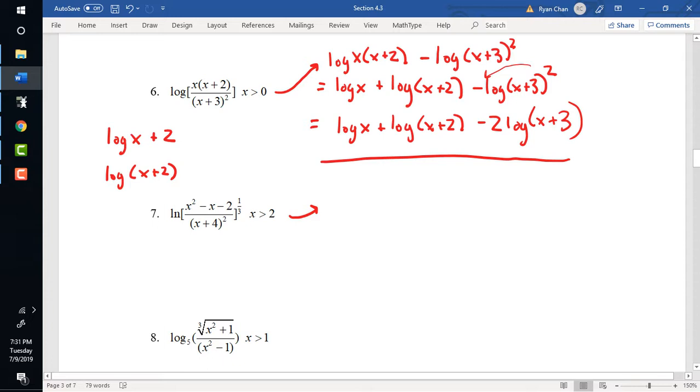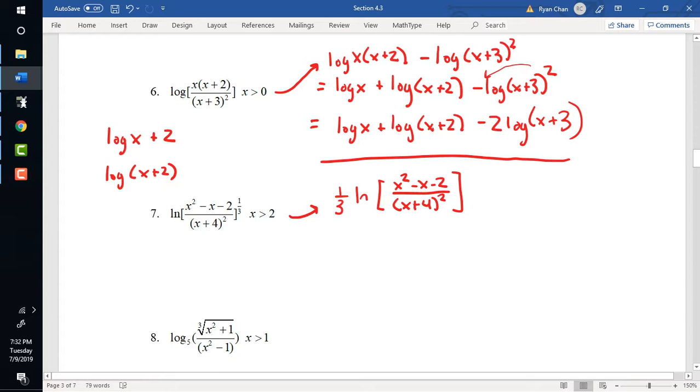The reason is, if you notice, the whole thing is being raised to the 1/3. So I actually have to bring that part down. So it's going to look like this: 1/3 times natural log of (x squared minus x minus 2) all over (x plus 4) squared. Okay? Then I can break it apart, right?